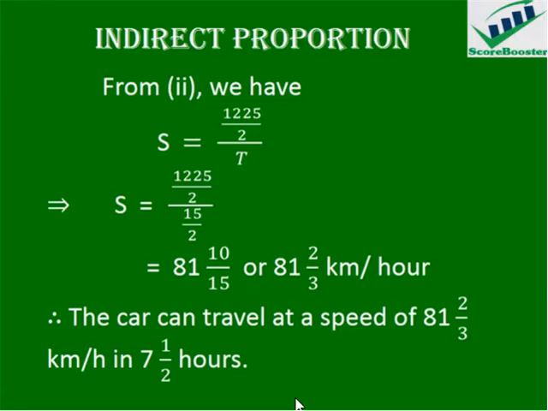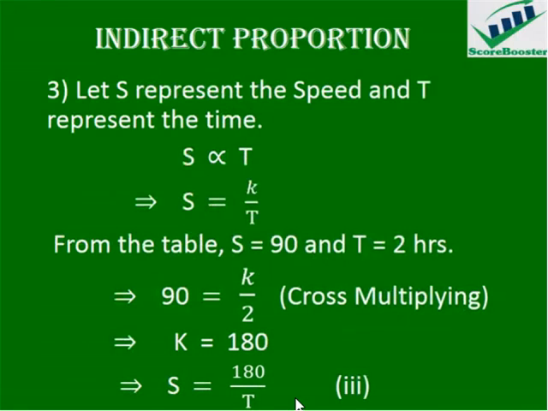Now we move to the third question. The third question says a bus travels a distance of 180 km, but we are given a table that in 2 hours the bus can travel at a speed of 90 km per hour. So how many hours did it take it to travel at a speed of 45 km per hour, 36 km per hour, and 18 km per hour? So the first thing you do is to find the relationship. So we said let S represent the speed and T represent the time.